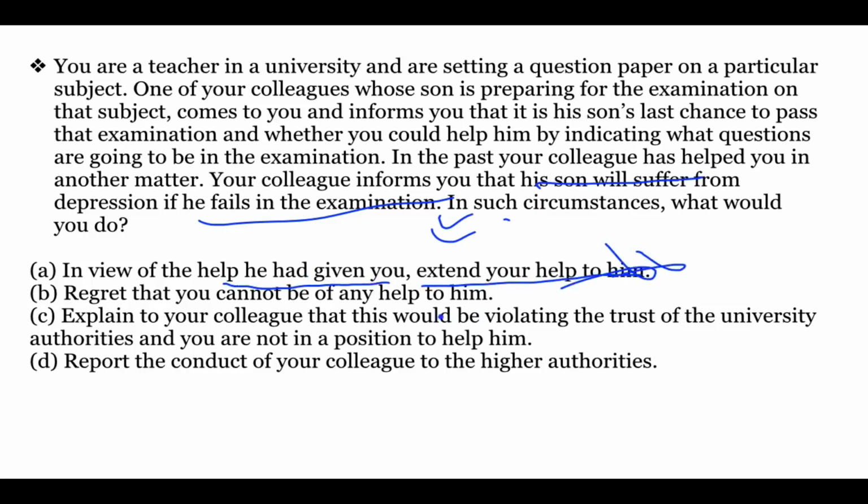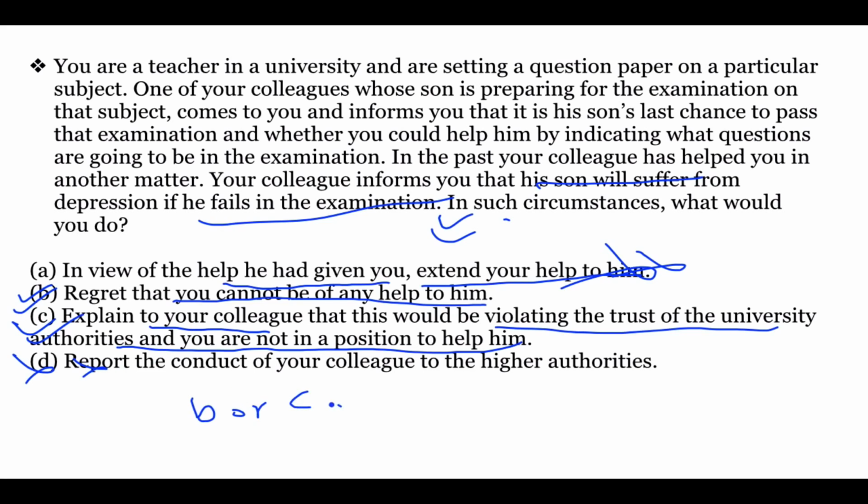This is absolutely wrong. Regret that you cannot be of any help to him. Yes, this is correct. Why not? Explain to your colleague that this would be violating the trust of the university authorities and you are not in a position to help him. Yes, this is also right. Report the conduct of your colleague to the higher authorities. So this is not advisable, because B or C is the correct answer in this case.